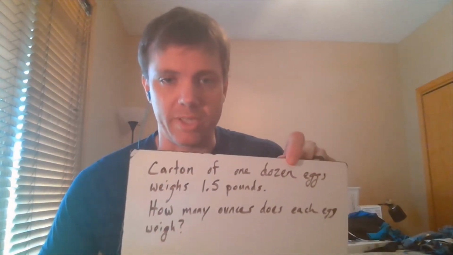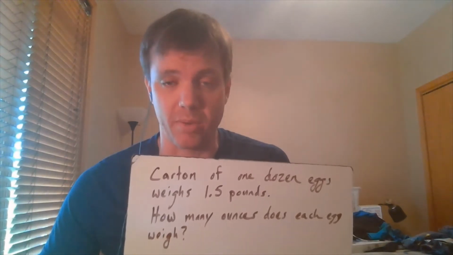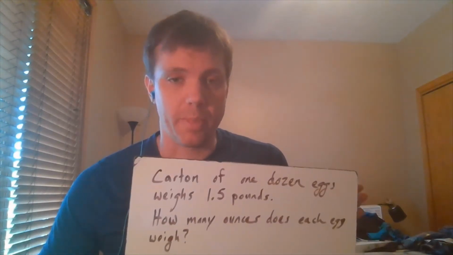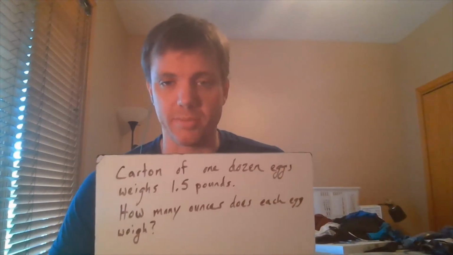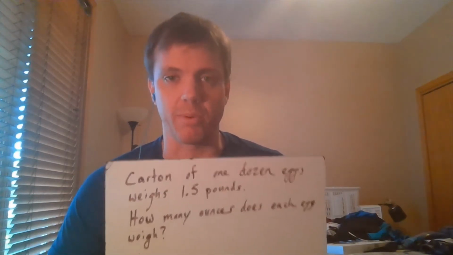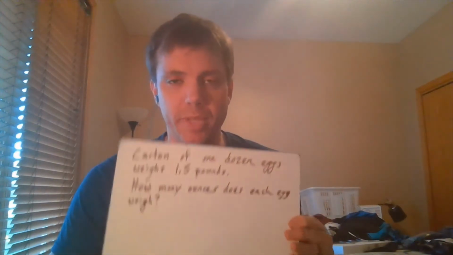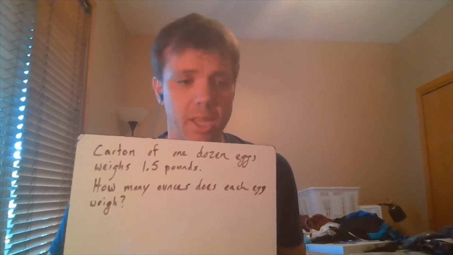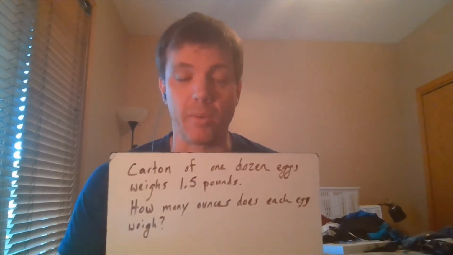Now, obviously, you have to know that a dozen is 12. So there's 12 eggs that weigh 1.5 pounds total. And how many ounces is that? Now, if I just gave you 12 eggs is 1.5 pounds, how many pounds does each egg weigh? Well, you would have to divide that 1.5 into 12 parts, so it'd be 1.5 divided by 12. In this case, that can be a little bit of a messy problem, so let's just turn it into ounces first. So we have to ask ourselves how many ounces are in a pound.